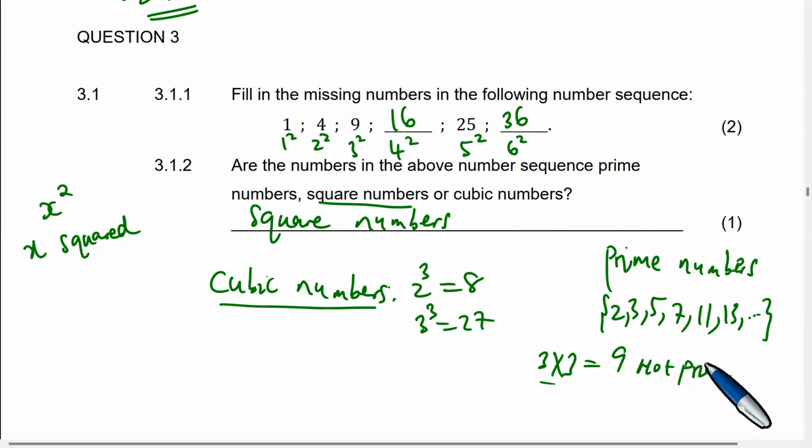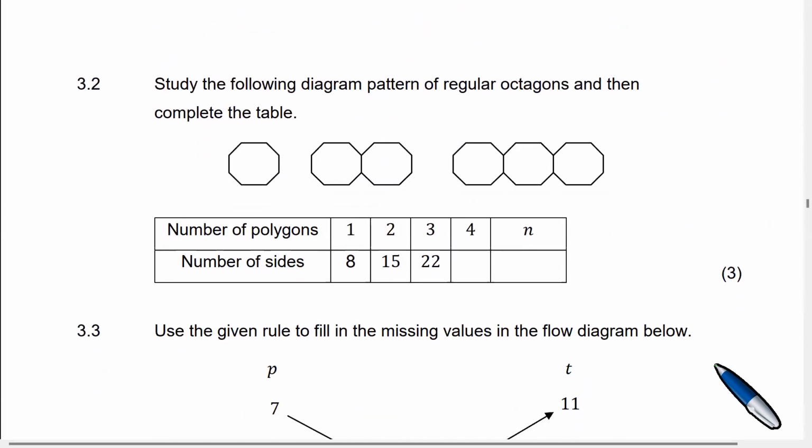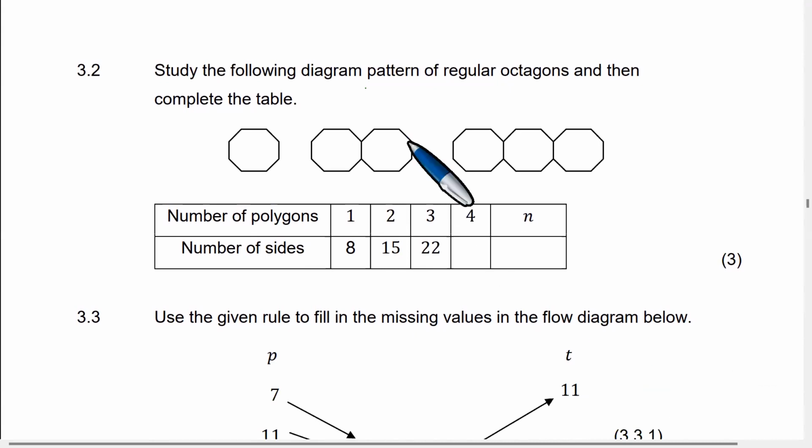Okay, let's look at the next one. This one we did yesterday. Study the following diagram pattern of regular octagons. What is an octagon? A shape with 8 sides. Yeah, so it has 8 vertices or 8 sides. Okay, now let's complete this one.